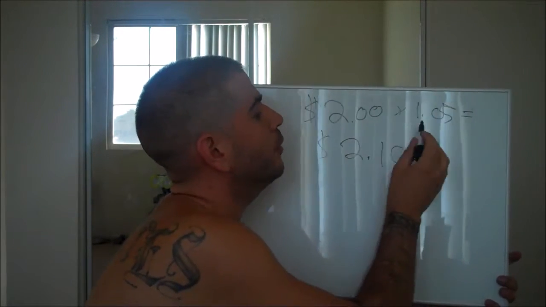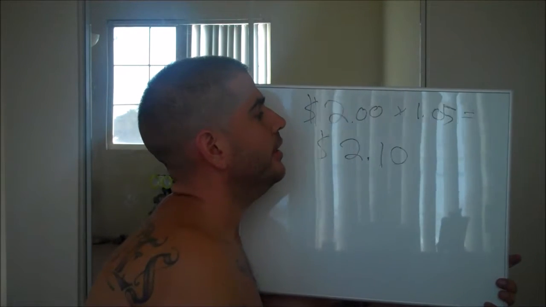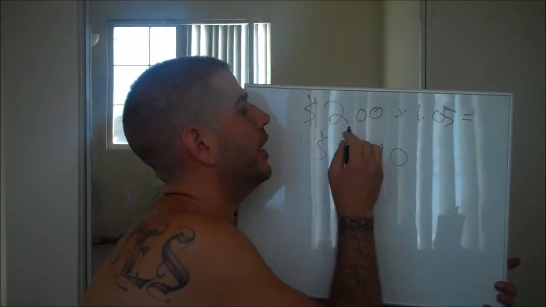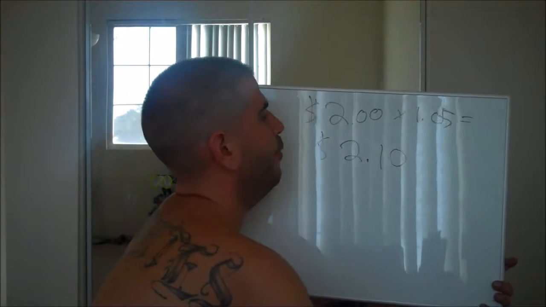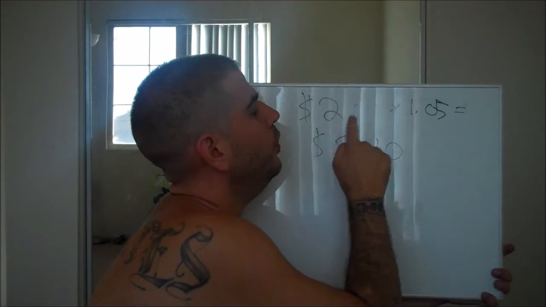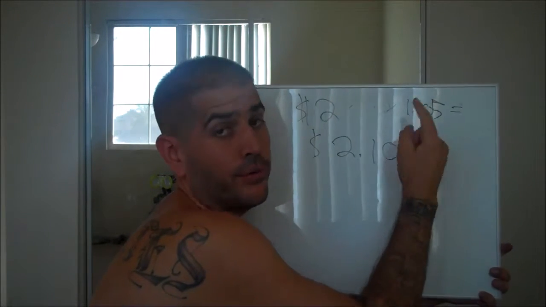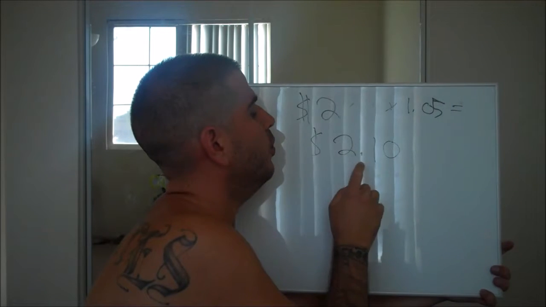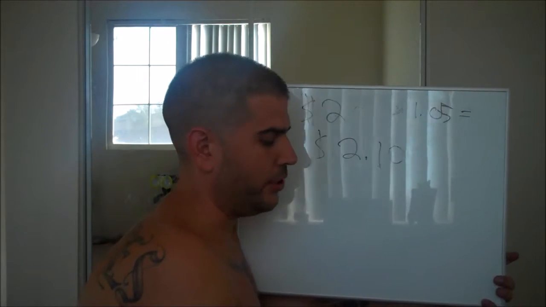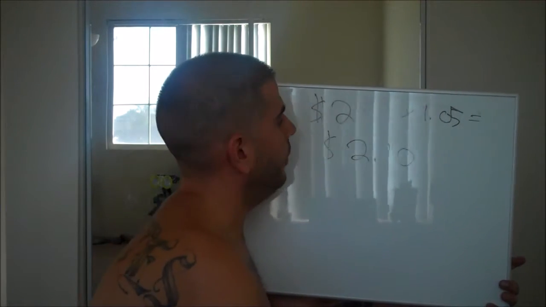So if you live somewhere where the tax is 5% and something costs $2, you punch in your calculator. You don't even have to do the 0.00. I just did that to show you it's $2. So you do 2 times 1.05 for your tax, and that's going to equal $2.10. That's how much they're going to charge you when you go to the register. And that's all you have to do, okay?